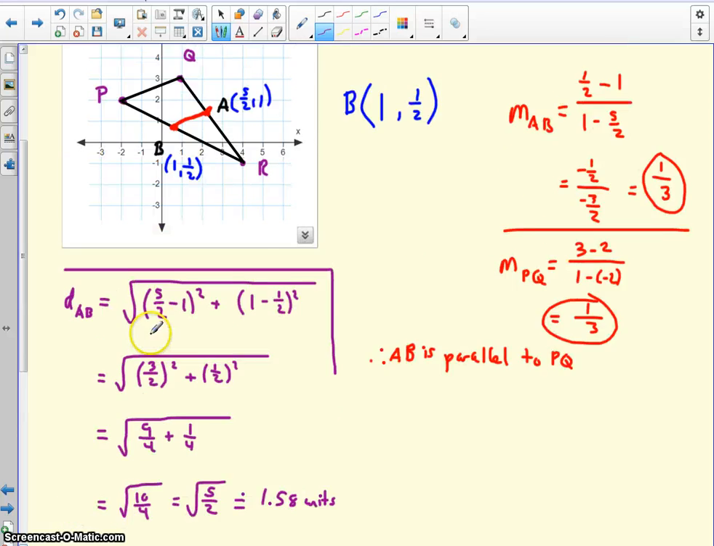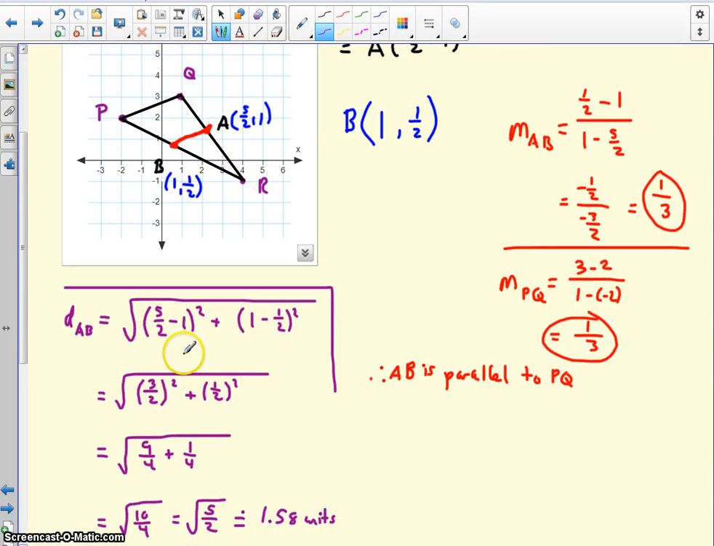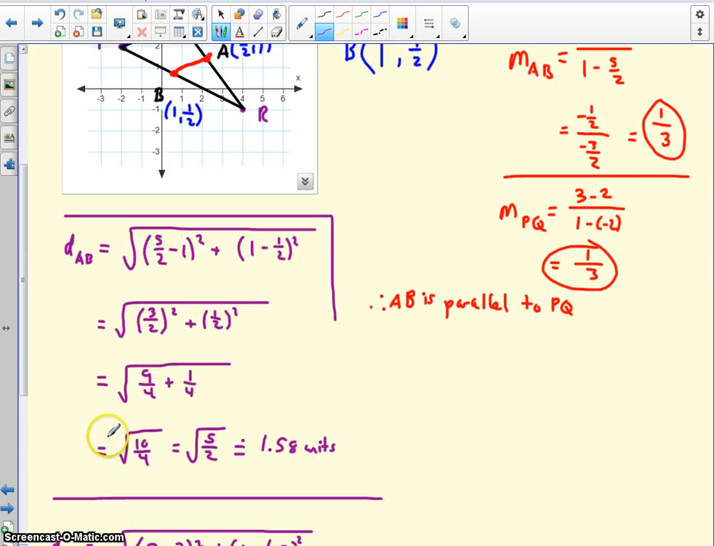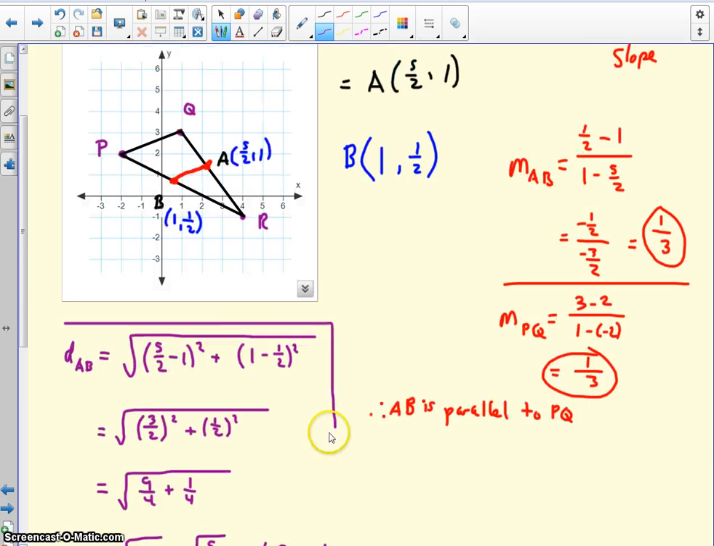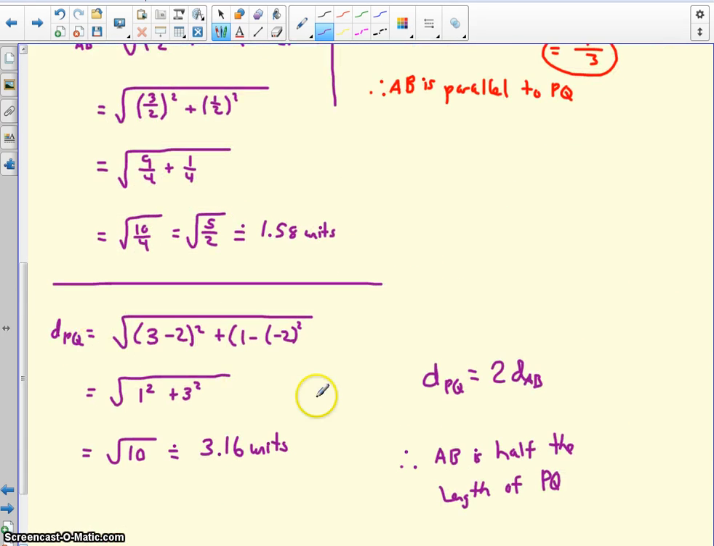Okay, so you can check your math here. So I calculated the length of AB using the distance formula. Had some fractions to simplify. Once I got through that, I got the square root of 5 halves, which is approximately 1.58 units. I did the same thing for the length of PQ. When I simplified that, that was a little bit easier. I got, oops, I forgot a bracket here. I got the square root of 10, which is about 3.16 units.